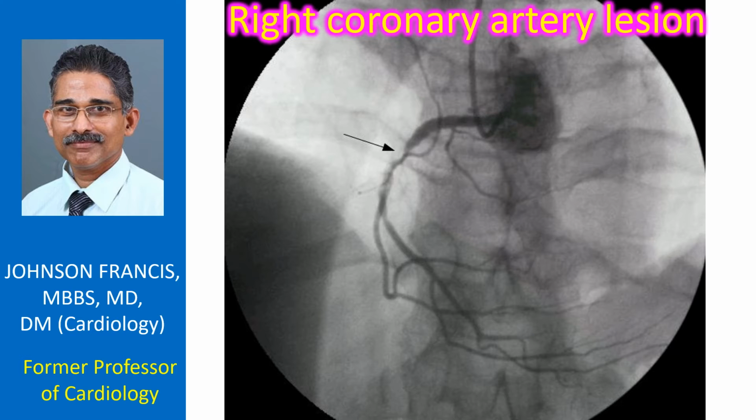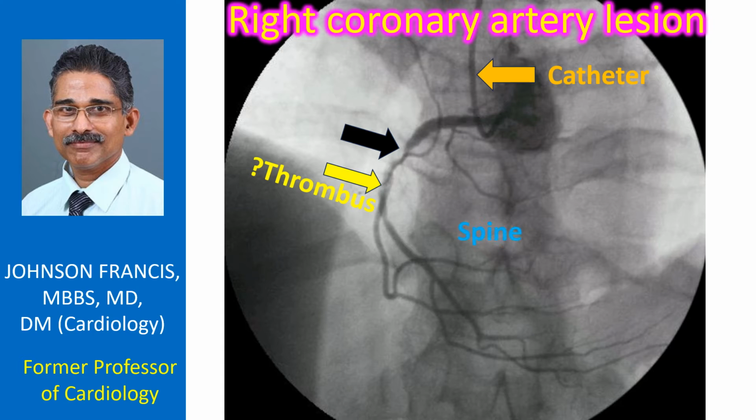Right coronary angiogram shows a critical lesion with some negative shadows distal to the lesion, suggesting thrombus. Catheter is seen coming from above with no catheter part in the descending aorta near the spine, suggesting that this is possibly a transradial coronary angiogram. We may be tempted to believe that this is the culprit lesion which has caused the inferior wall infarction.